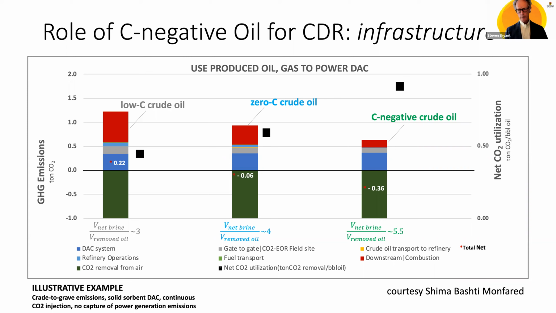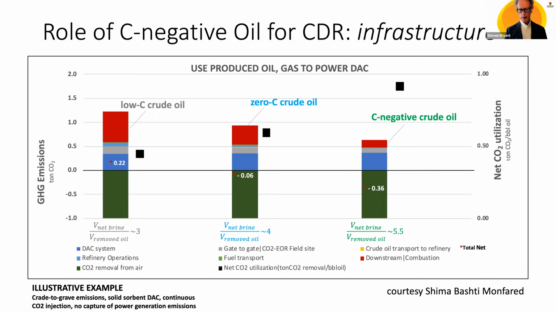So as we go from left to right, the low carbon crude oil on the left, you wind up with net emissions of 0.22 tons. And that's a great deal lower than it would have been had you not run the direct air capture. But if you increase that brine removal to make more space for storing CO2, you produce a smaller amount of crude oil. That red bar is the emissions from burning that oil for transportation.